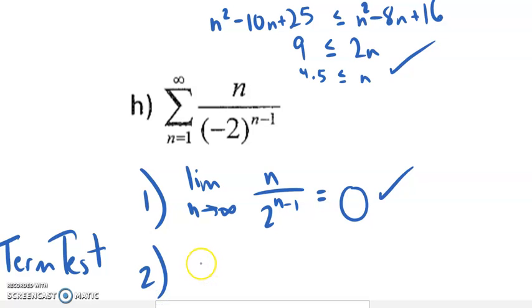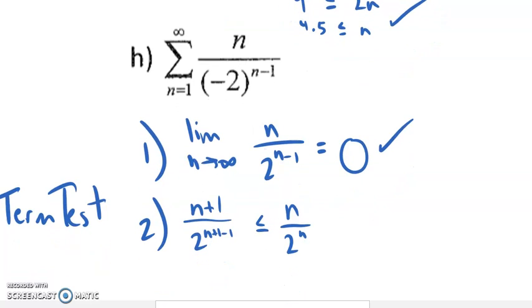Step 2 of the test is, does the n plus first term, so replace all of your n's with n plus 1, always less than or equal to the nth term? Okay, so that's a question we have to try to answer. Well, let's get rid of the fractions. We'll multiply both sides of the inequality by 2 to the n minus 1. And we'll also multiply both sides by 2 to the n.